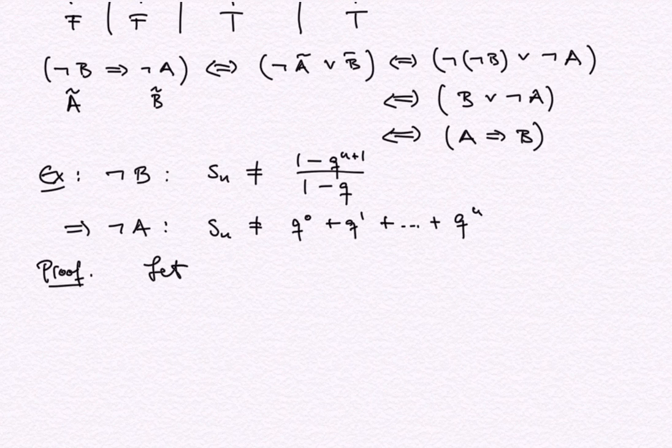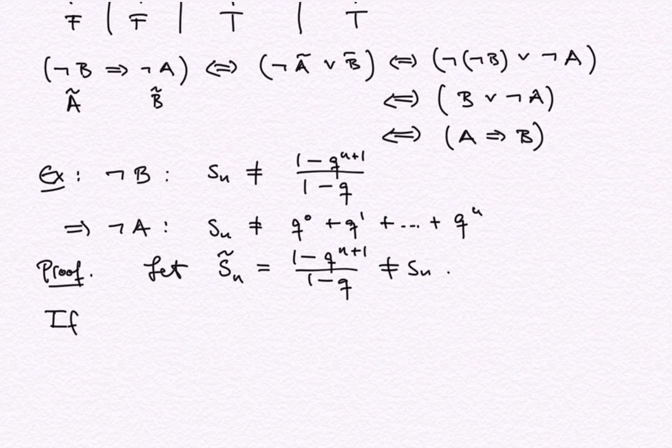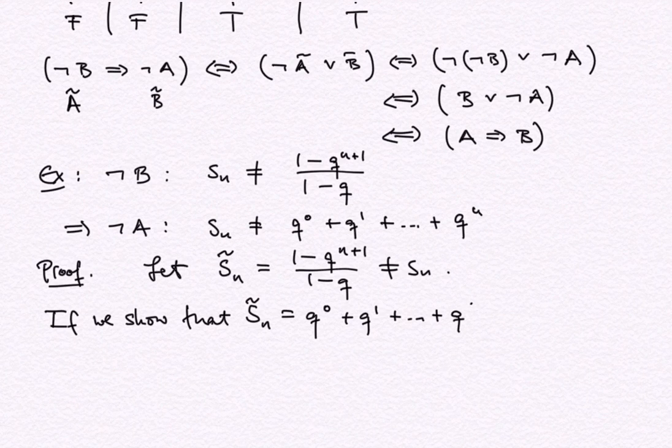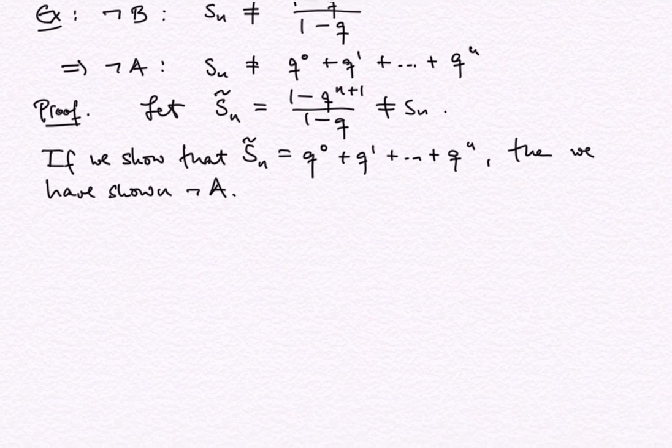So I define a variable S̃n as exactly this fraction (1 − q^(n+1)) over (1 − q). And this now, by assumption, is not equal to my variable Sn, whatever it may be. If we now show that S̃n is equal to q^0 + q^1 + ... + q^n, and that's, of course, then by assumption not equal to Sn, then we have shown not A. Okay, so let's do this.